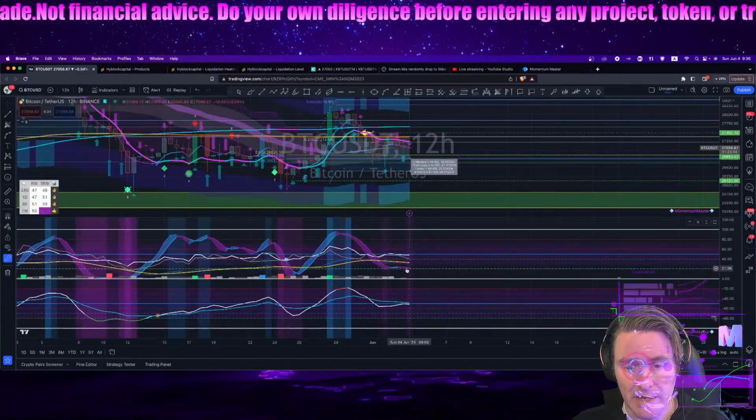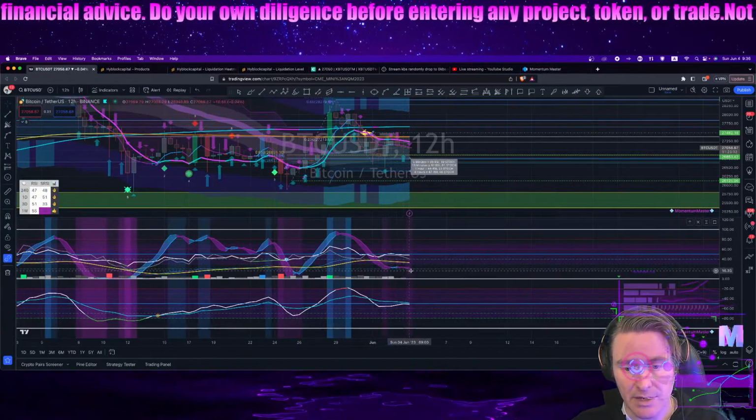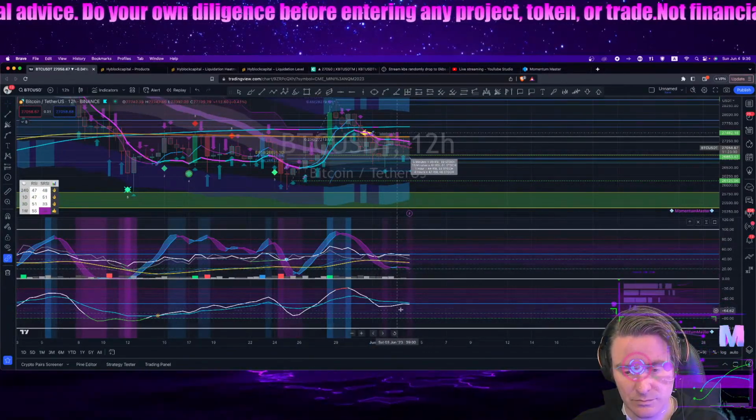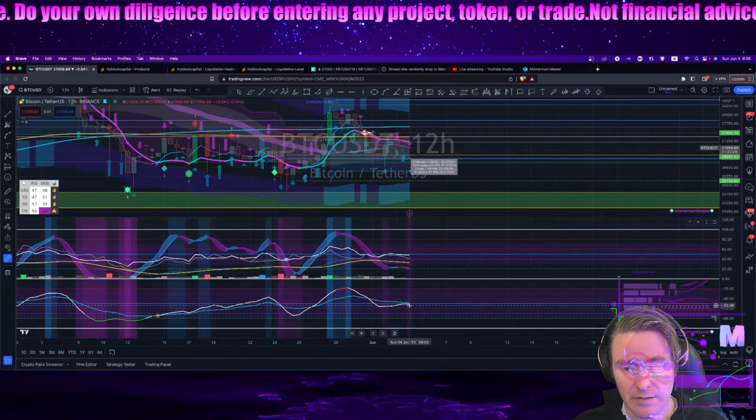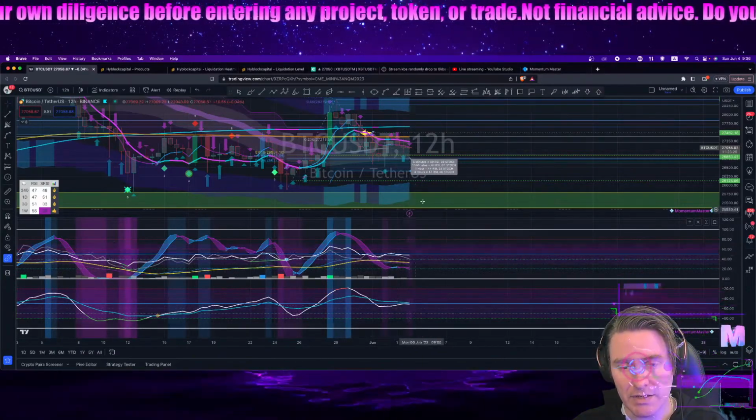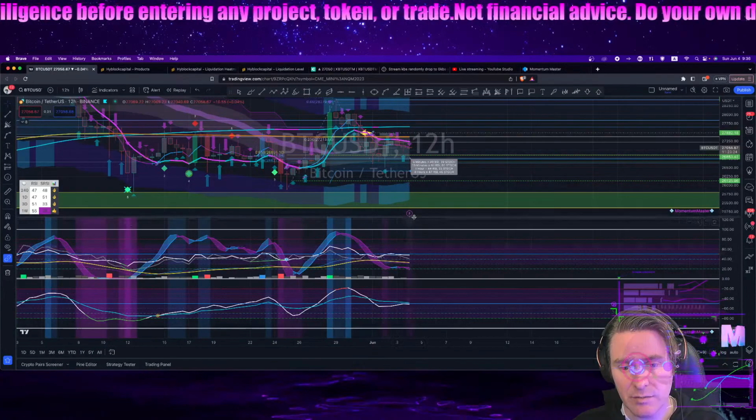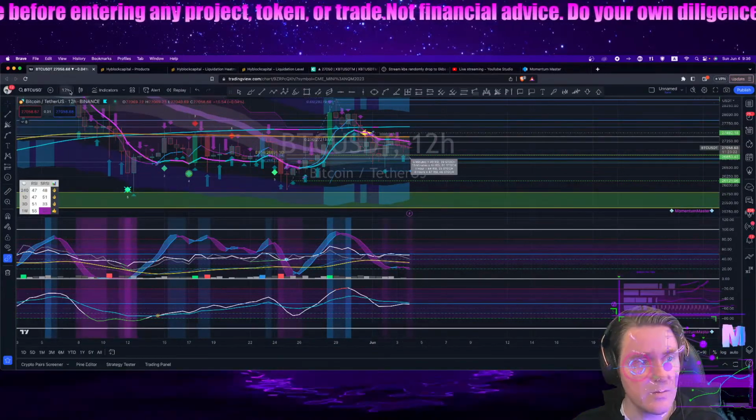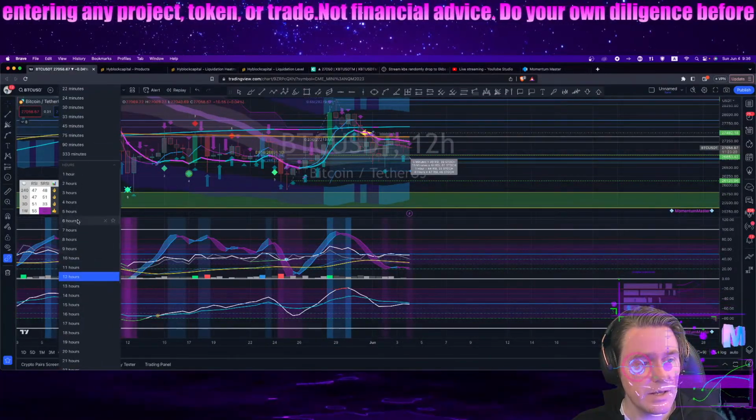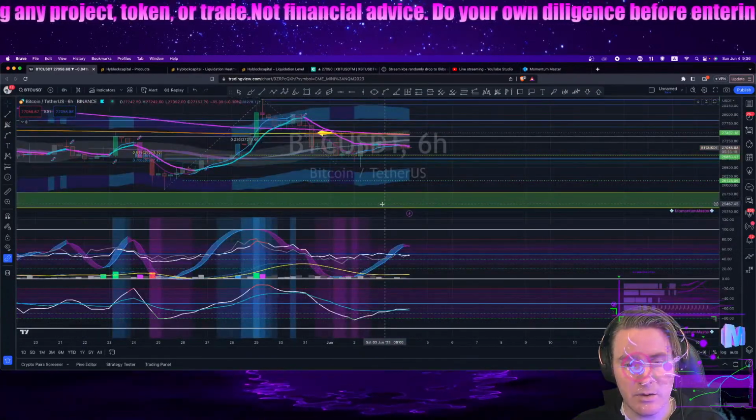Okay, so if we go into the 12-hour time frame, 12-hour also meandering around with the idea of coming down further. Williams also at that ambiguous point. Money flow beneath the RSI suggesting that you get a bounce off the money flow. And let's go into the 6-hour time frame.